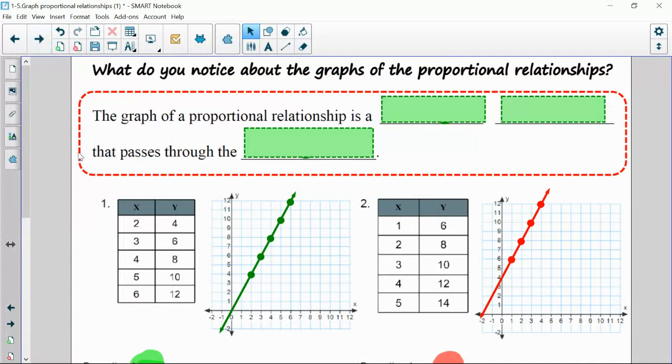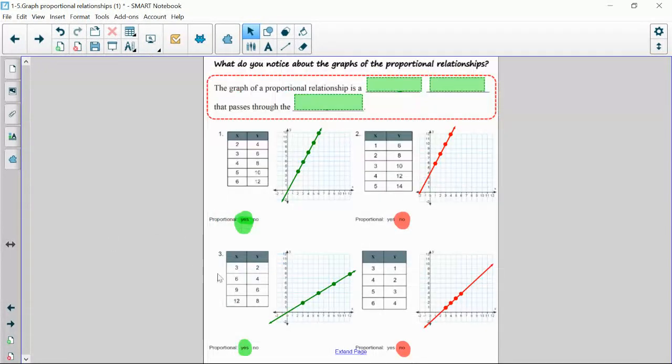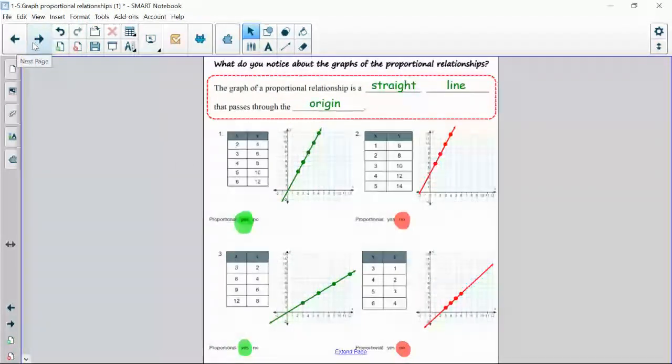Let's do a quick review of yesterday. We had four graphs. These two were the only ones that were proportional, even though all of them are straight lines like we want. Remember, it also has to go through our origin, the spot at 0, 0 where the axes meet. That's how we know if a line on a graph is proportional or not.